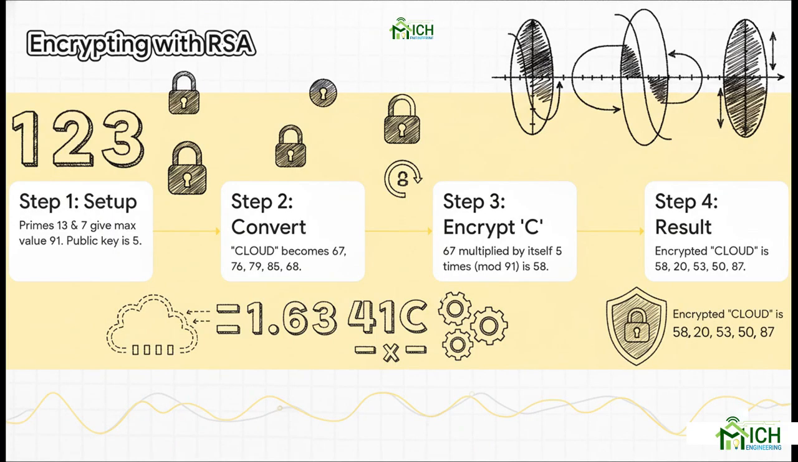So let's see this in action, right? Let's say we pick two prime numbers, 13 and 7. That gives us our clock, which wraps around at 91. And our public key is the number 5. We turn the message "cloud" into numbers. Now, to encrypt the first letter C, or 67, we just multiply 67 by itself 5 times, remembering to use our clock math. The final result is 58. You do that for every letter, and suddenly, "cloud" becomes this jumble of numbers that looks totally meaningless.